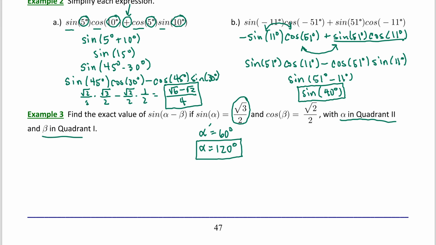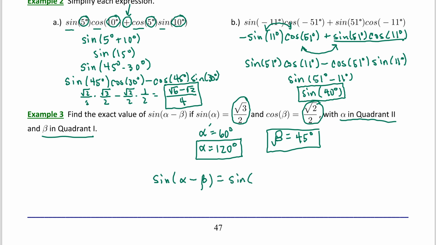Similarly, if beta is in quadrant 1, then it doesn't need a reference angle. If it's cosine of square root of 2 over 2, we know that goes with a 45-degree angle. So based on the fact that these have common unit circle ratios, we can actually solve for the angles in this case. Then we don't even need to expand our formula. We can say sine of alpha minus beta is sine of 120 minus 45. Well, we are going to have to expand the formula because if we find that difference, we would get sine of 75, which is not a unit circle value.